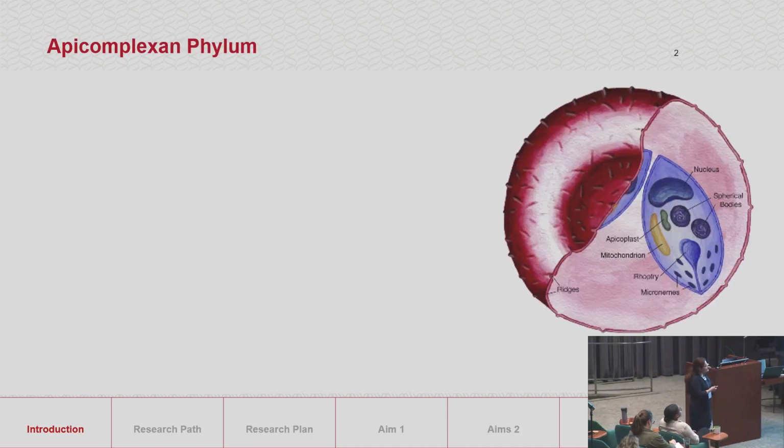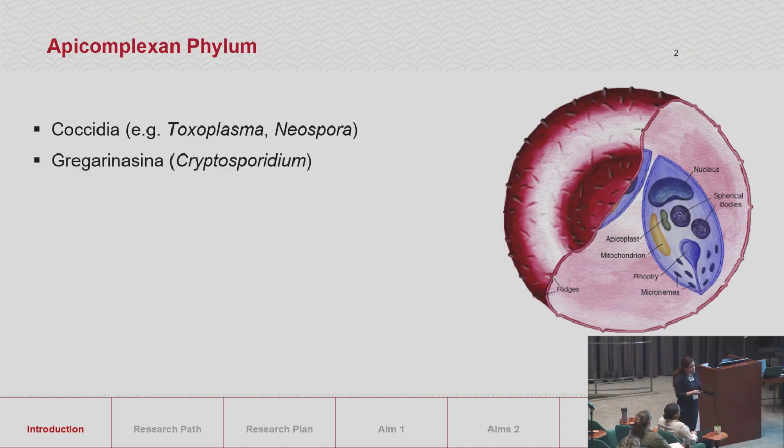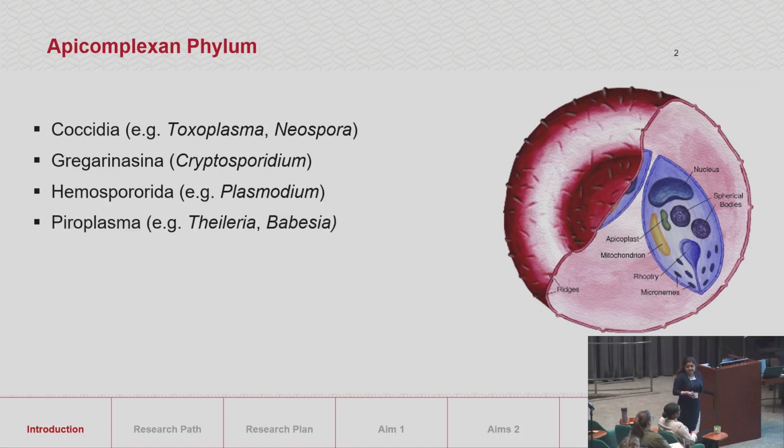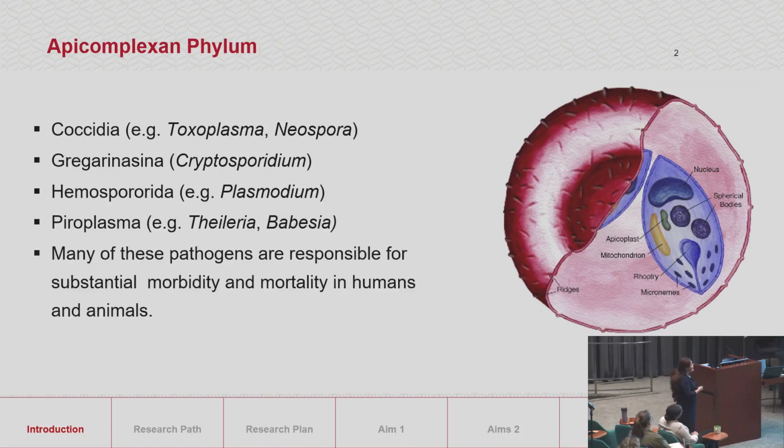These parasites are characterized by the presence of three organelles. They are rhoptries, micronemes, and spherical bodies that sometimes are called dense granules. Within this important phylum of parasites, we have different microorganisms. We have Toxoplasma, we have Cryptosporidium, Plasmodium that causes malaria, we have Theileria and Babesia that affect mainly animals, and all of them produce a lot of important morbidity and mortality in humans and animals.